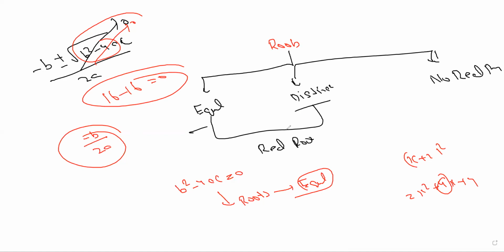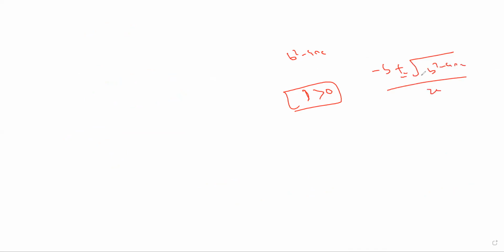Now, let us talk about the distinct case. Understand one thing very clearly. We had d, that was b square minus 4ac. If d is greater than 0, because the roots are minus b plus minus root b square minus 4ac by 2a. You know very well that anything written under root has to be greater than or equal to 0. This cannot be negative, because if it is negative, it will go into complex numbers, the iota form. That is not required here.